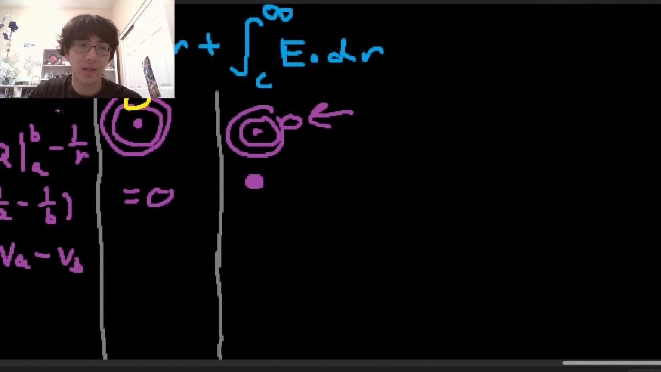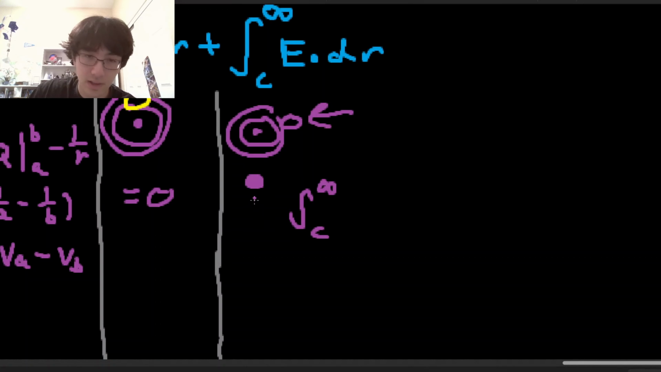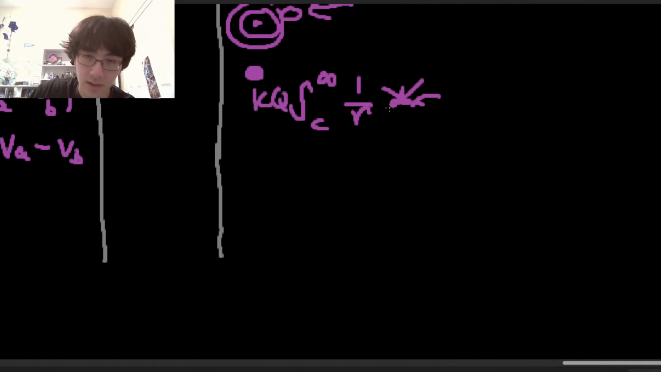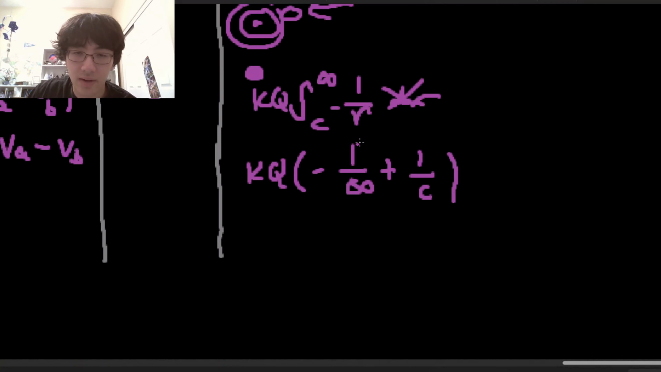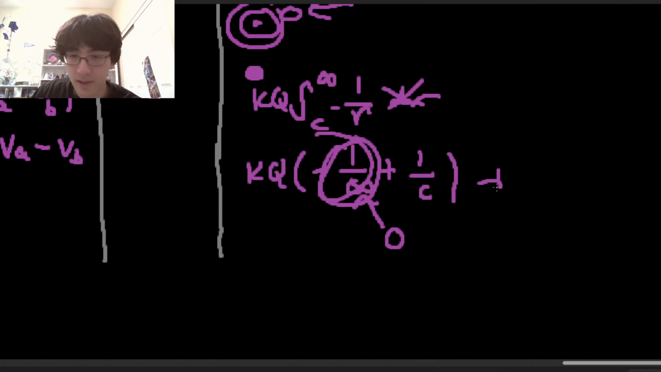That means, just like the second integral we did, we can just integrate normally. So that would give us KQ over R. This would be KQ times 1 over R. The upper limit would be 0, because the denominator is infinity, and as the denominator of any fraction approaches infinity, it approaches 0. And that would give us KQ over C.